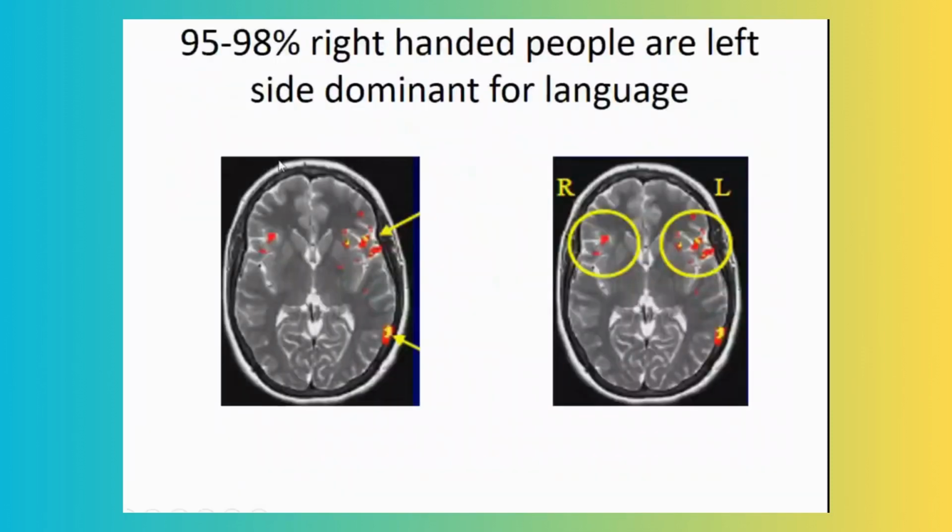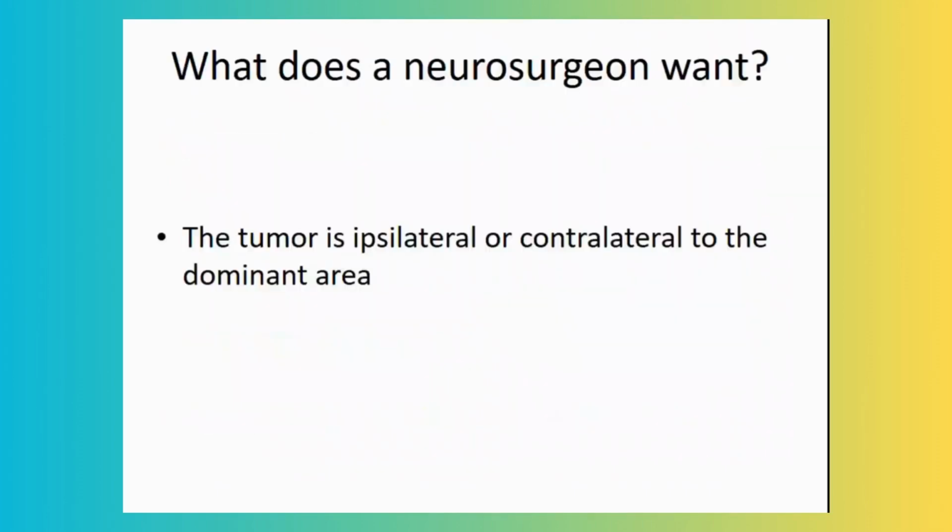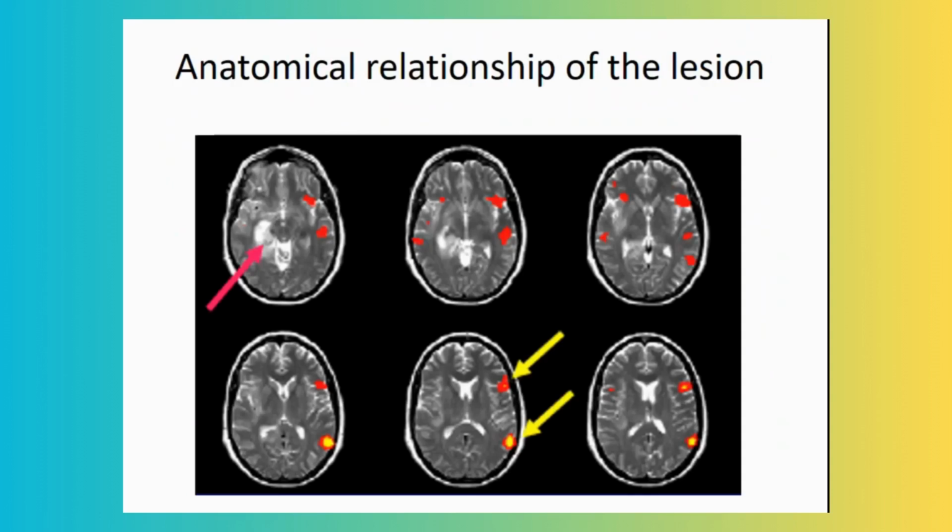I was telling you that 98% of right-handed people are left-sided dominant. But there could be a case in which the patient has right-sided dominance for language. So if, without fMRI, a surgeon goes in and takes out the tumor and the patient is mute after that, that is a big problem. That's why fMRI is helping them. Here, again, the tumor is here, but the language dominance is on the left side. So he can go in safely and take out the tumor with confidence.